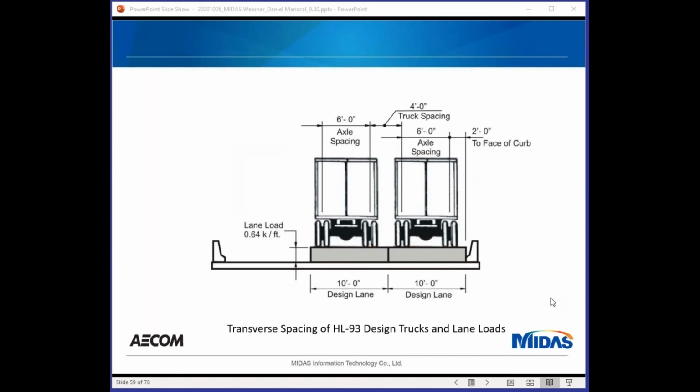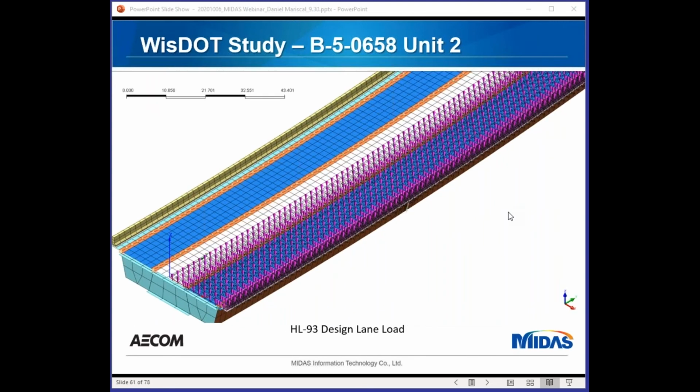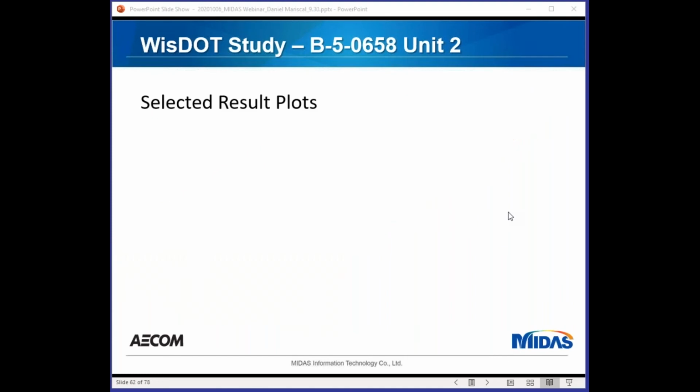We put them in the location that would produce the maximum moment on that outside girder. So it's placed all the way to the edge of the barrier. This is a view of the 2 trucks placed towards the edge of the barrier, just as in the previous screenshot. And this is a view of the lane load. Again, this is pushed all the way to the right barrier. So those are the live loads.